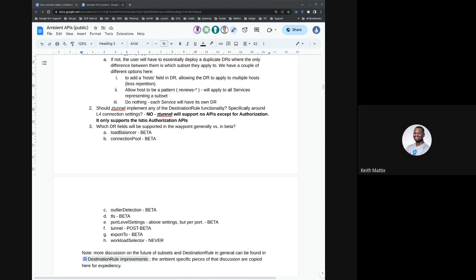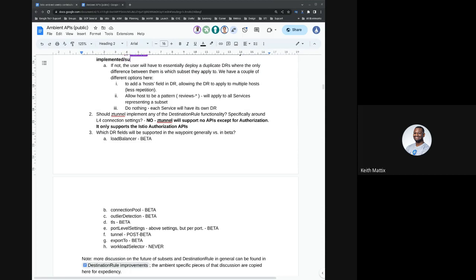Okay, so sounds like the answer to this is yes, already implemented slash supported. Okay, that's good to know because the other doc had me thinking otherwise. And then as far as these other, is that only the third question? As far as these other fields, load balancer, connection pool, port level settings, you don't have to get all of these figured out on this call necessarily, but I think it would be good to kind of give a sense of what we need to implement for waypoints now versus later. Yeah. Any opinions there?